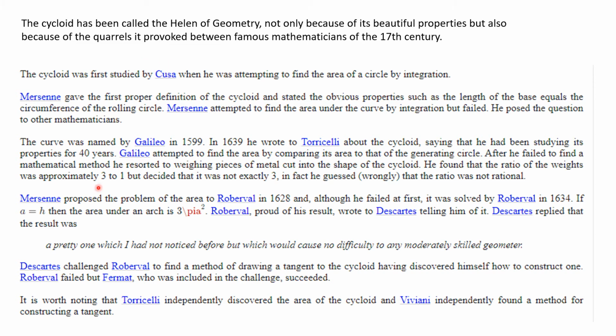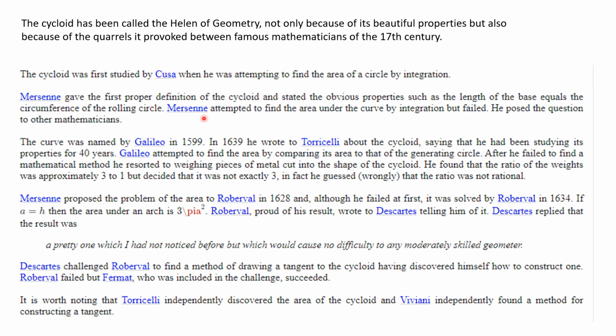The cycloid was first studied by Nicholas Cusa. He was a German polymath, actually, and he was attempting to find the area of a circle by integration, except integration hadn't been invented yet. In the 1600s, the 17th century, the French monk Mersenne gave the first proper definition of a cycloid. This was in words, and he stated the obvious properties such as the length of the base equals the circumference of the rolling circle.